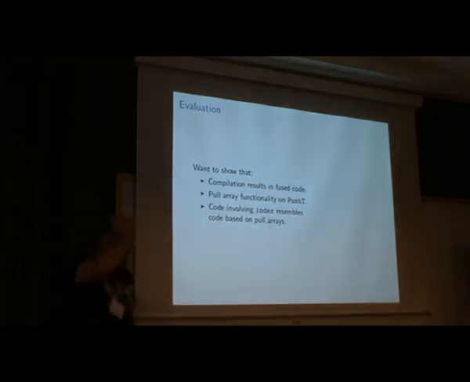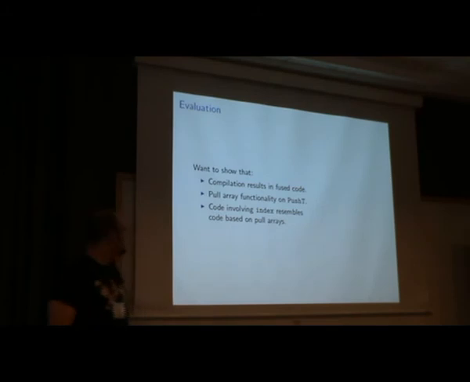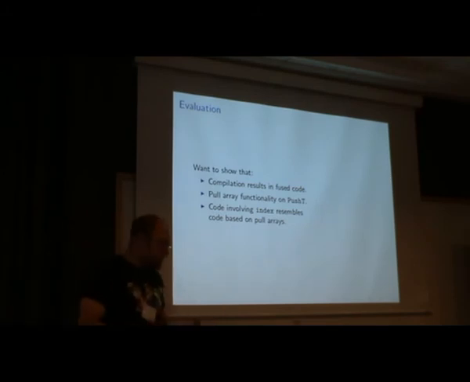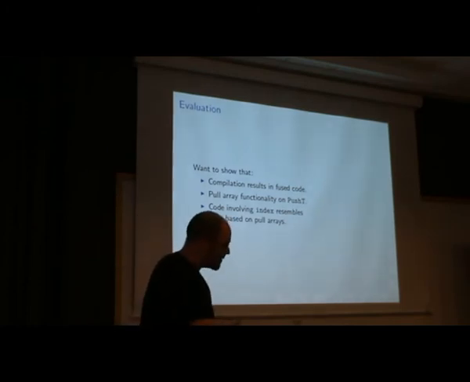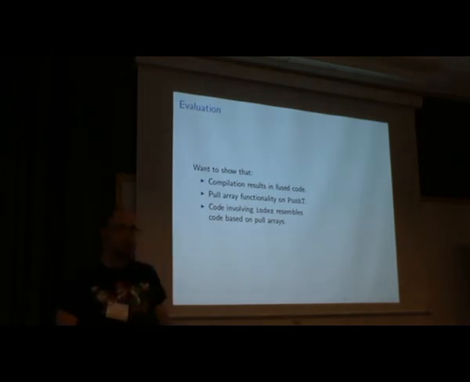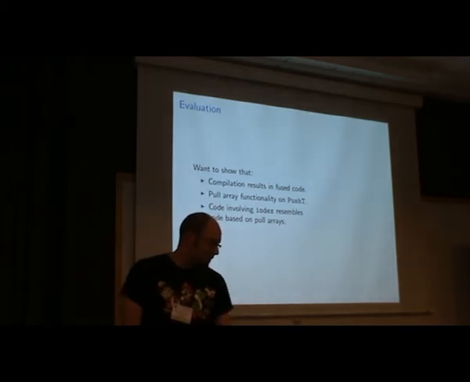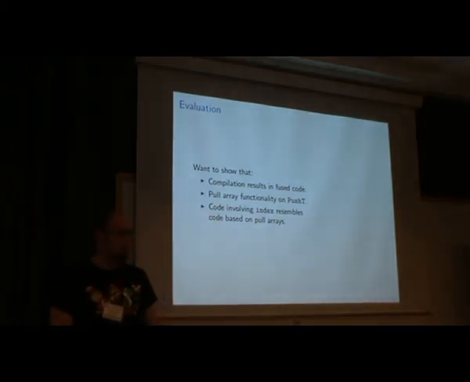So how do we evaluate this work? What we really wanted to see was, can we replace push and pull by something new, and keep all those properties. So we want to see that the compiled code is fused. We want to see that we can write pull array functions on push T, and the code involving index looks more or less like what we get out of the code generator when we have both push and pull arrays.